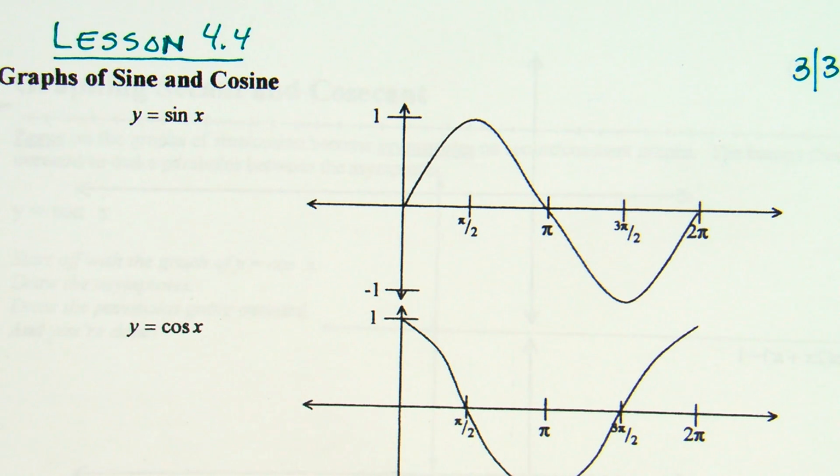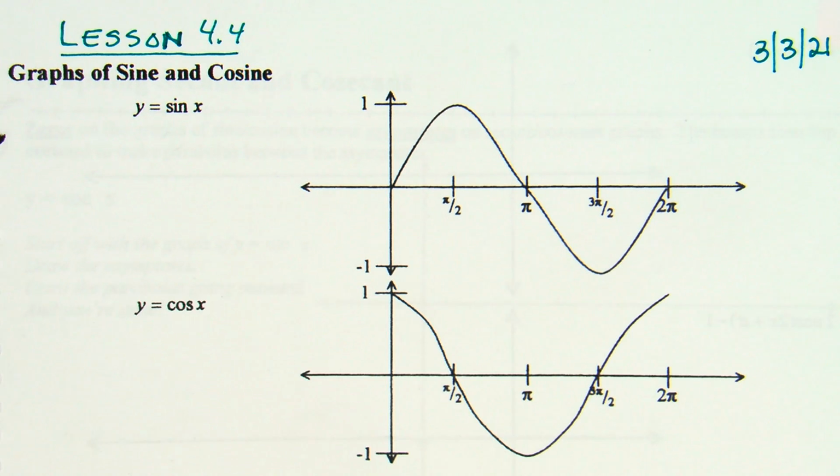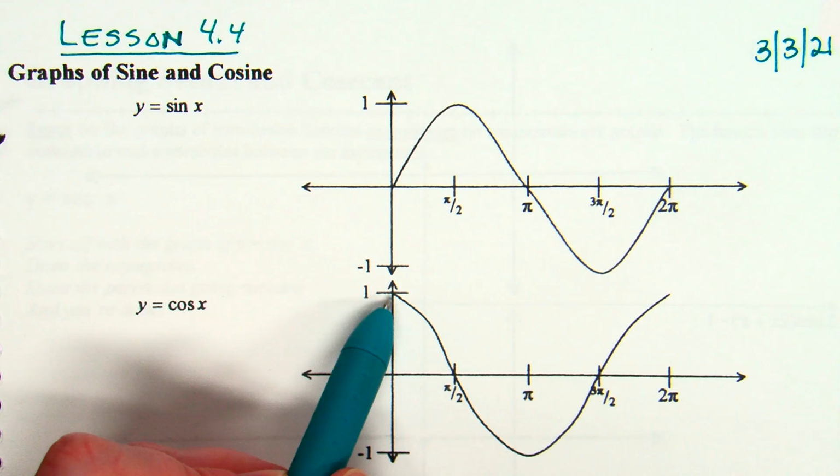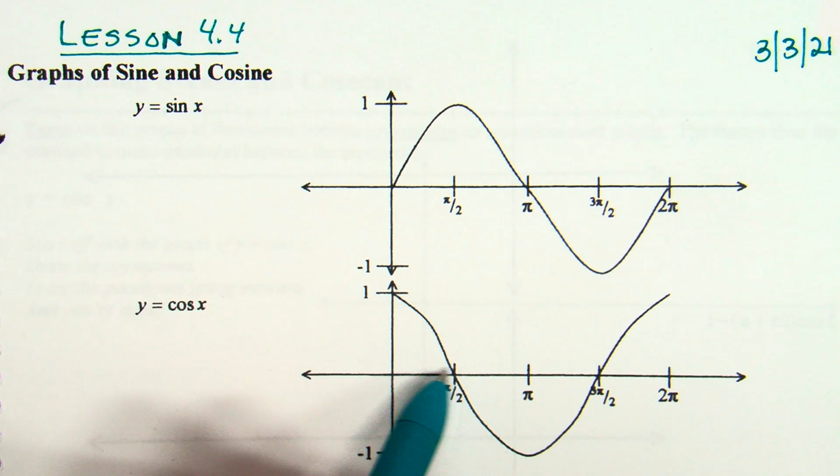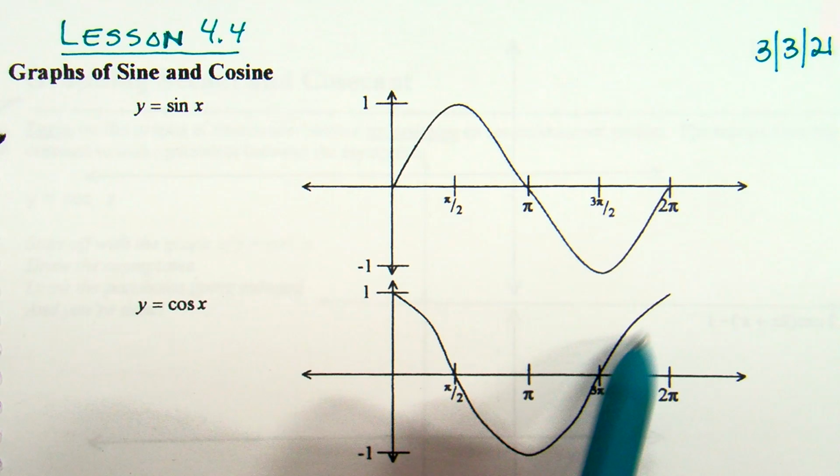Cosine x, in a way, looks totally different. However, it's essentially sine x, just taken and shifted pi over 2. So notice cosine x, if we're just looking at one cycle of it, starts at a high of 1, at 0, 1. It cuts through pi over 2, so has a 0 at pi over 2, a minimum under pi, which is at negative 1, cuts through 3 pi over 2, and a maximum at 2 pi.